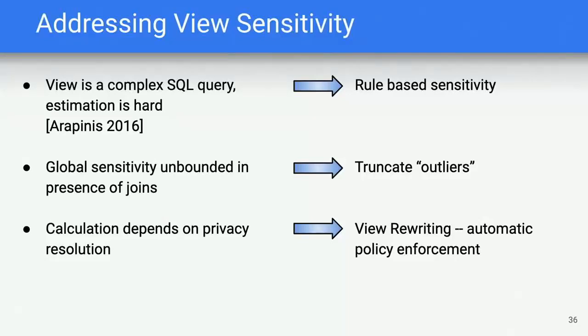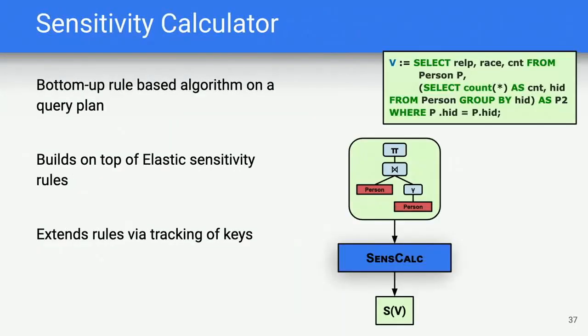And now I'm just going to talk about the first bullet, how we compute sensitivity, and we also have an example. We have a bottom-up rule-based algorithm that works on query plans. Query plans look like this, the second green box. So we have a SQL view, and that green box captures that view.